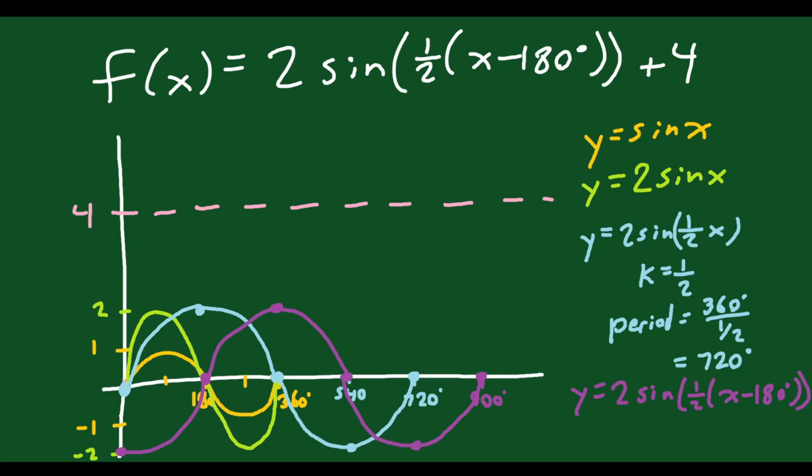Now remember, because the amplitude was 2, you go down 2 and up 2. So we're going to draw this purple graph here, but everything's going to move up 4. So that negative 2 is going to move up to 2. That point right here at 0 is going to move up to 4. This point that's at the maximum at 2 is going to move up 4 units up here all the way to 6. Okay? This point here is going to be right there.